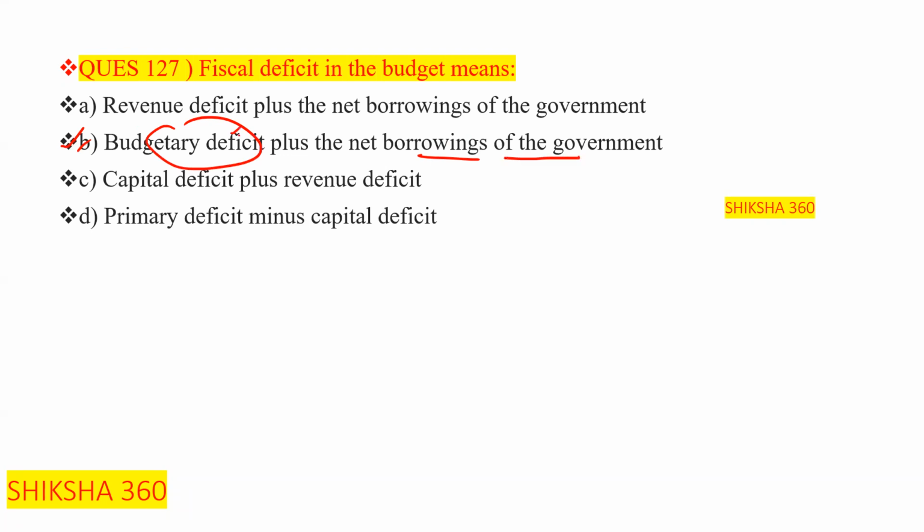Budgetary deficit is total expenditure minus total receipts, plus the net borrowings of the government. So this one is our answer.